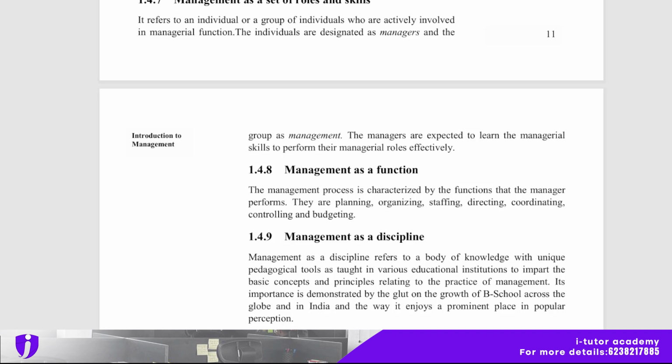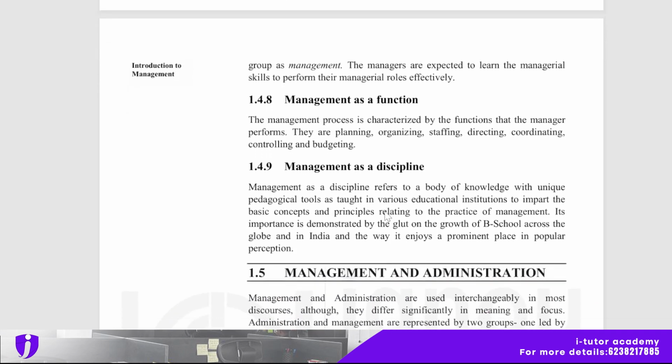So an individual is called a manager, and a group of people is called management. And the managers are expected to learn the managerial skills to perform their managerial roles effectively.